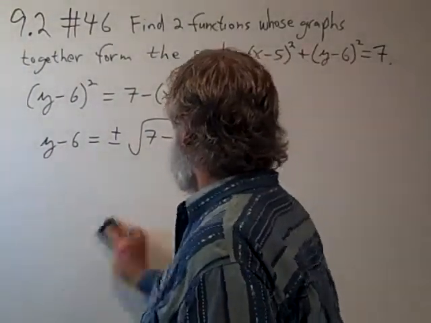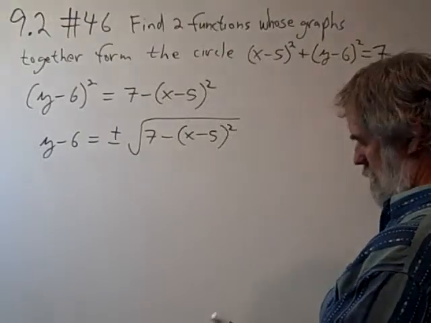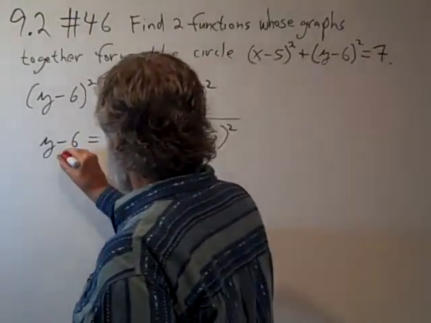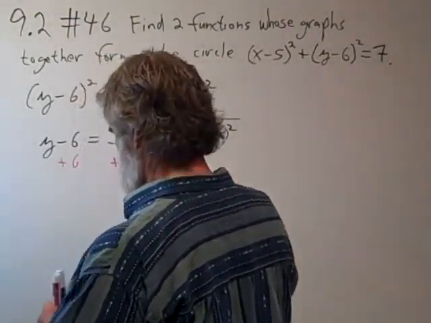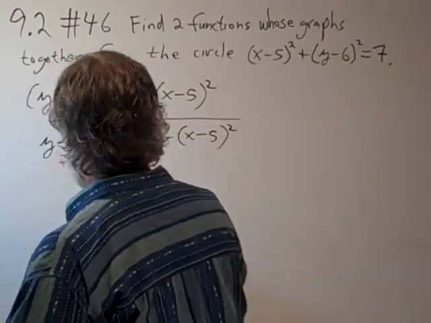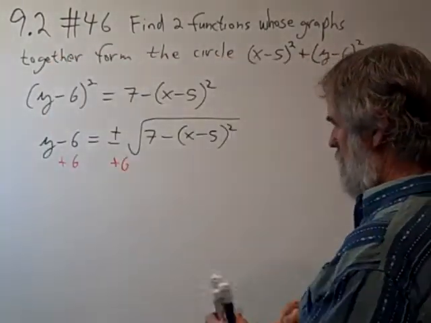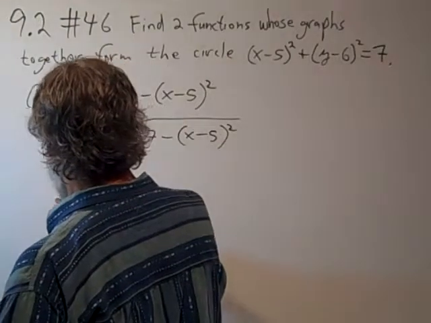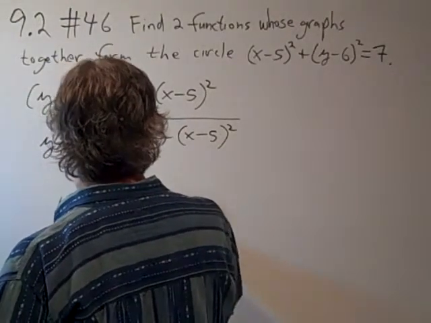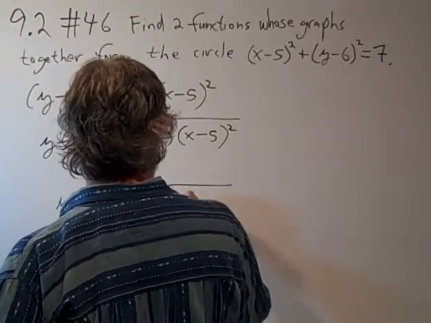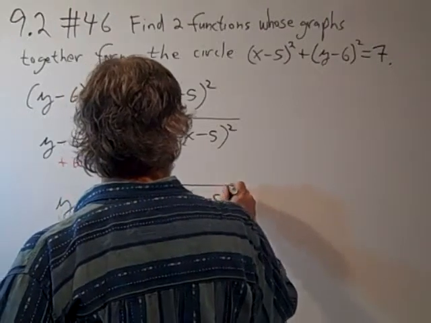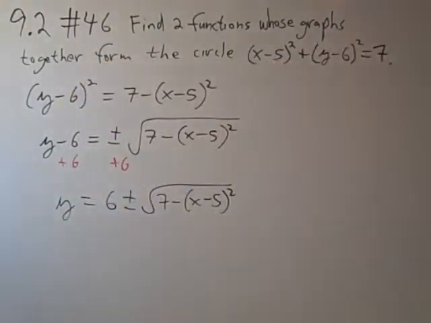Now all we have to do is add 6 to both sides. So just add 6 to both sides, and we get y equals 6 plus or minus the square root of 7 minus (x - 5) squared, like that. Now the plus gives you one of the solutions, one of the functions, and the minus gives you the other function.